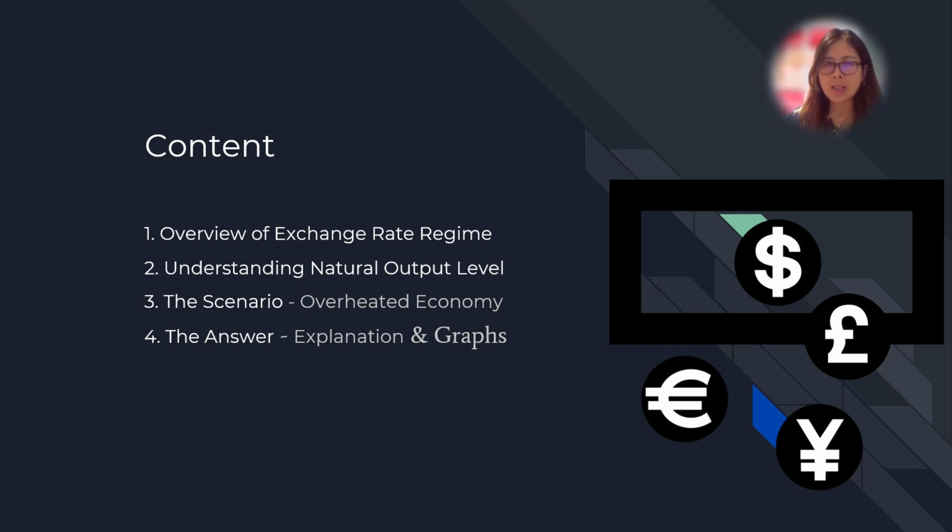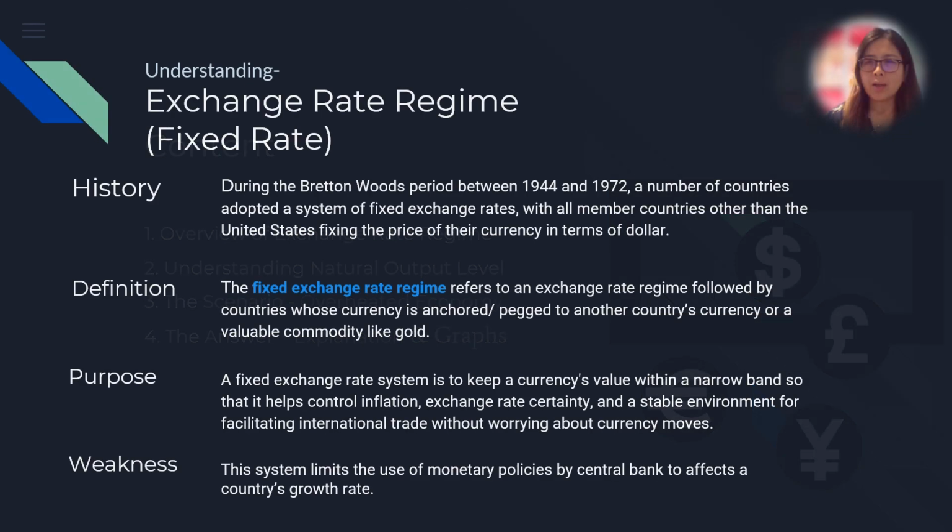In this presentation, I will break down the question for better understanding. Part 1, I will go through the overview of exchange rate regime. Part 2, understanding the natural output level. Part 3, the scenario, which is the context of the question. And Part 4, which is the answer, whereby the two ways the economy can return to the natural level of output with explanation and graphs.